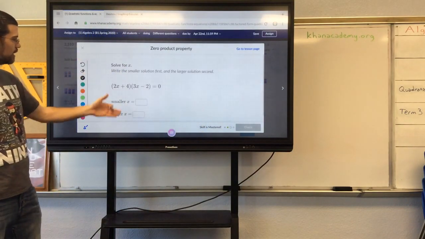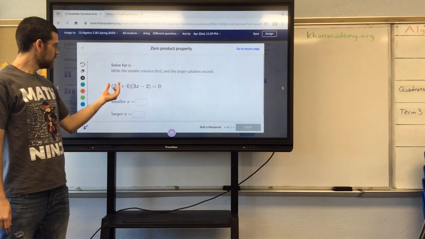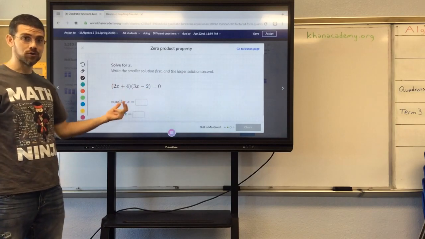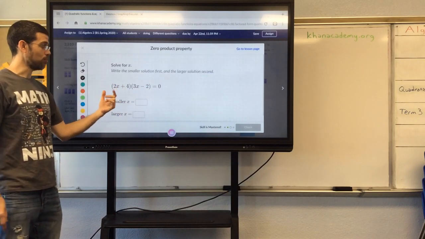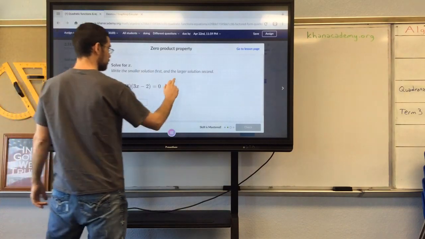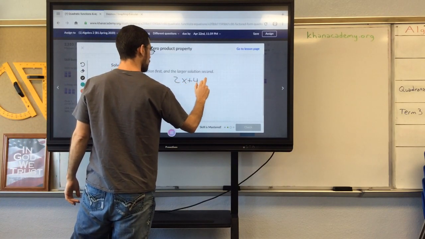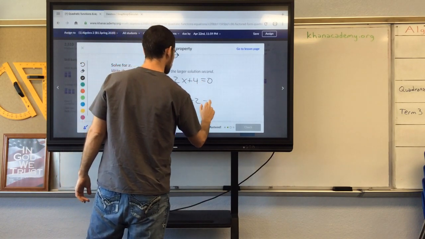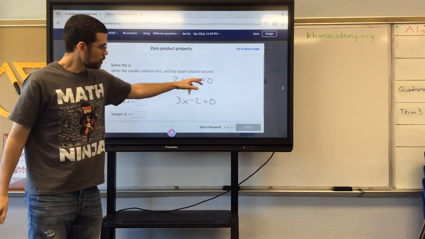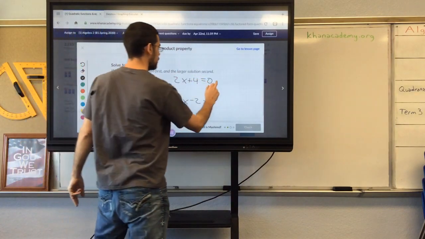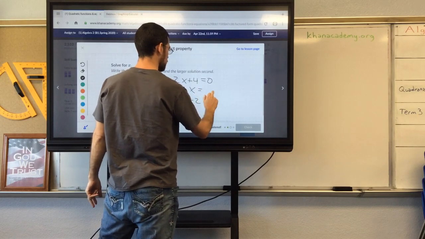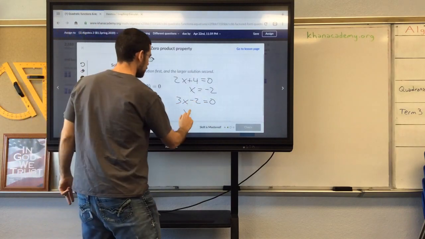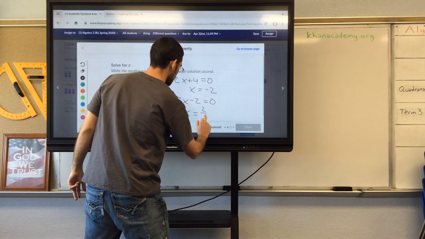All right, solve for x. They've given us a function. This binomial times this binomial equals 0. Again, one of those two at least has to equal 0 because we're multiplying. So we will do 2x plus 4 equals 0, and we'll do 3x minus 2 equals 0. If we subtract 4 and divide by 2, that gives us x equals negative 2. If we add 2 and divide by 3, we get x equals 2/3.